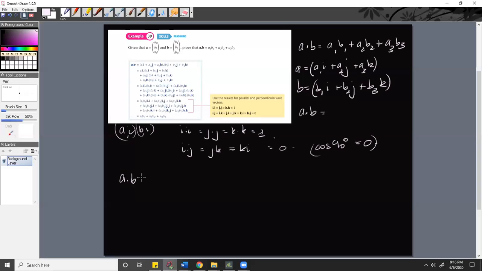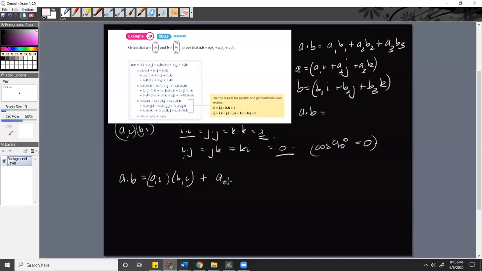So therefore, if you look at the terms in the middle here, so you've got A dot B. Now you've got A1i times B1i, and you're going to keep that because i dot i is equal to 1, okay? However, the next term, you've got i dot j, and i dot j is equal to 0. So is i dot k, that is equal to 0. Then you've got j dot i, which is equal to 0. But then you've got j dot j, and j dot j is equal to 1.